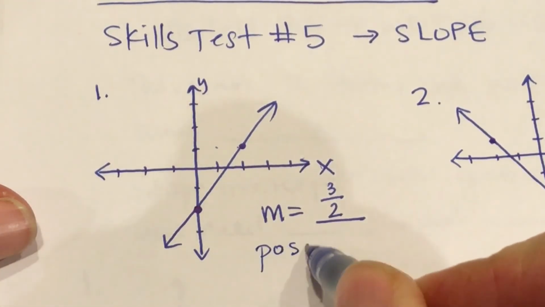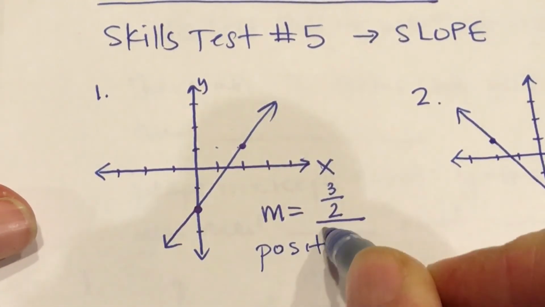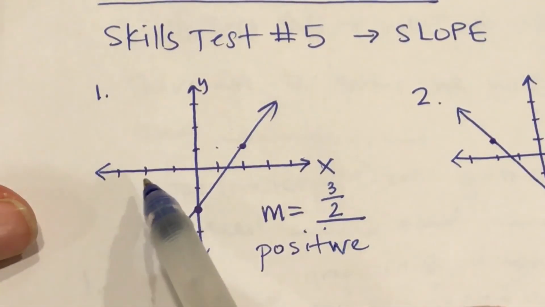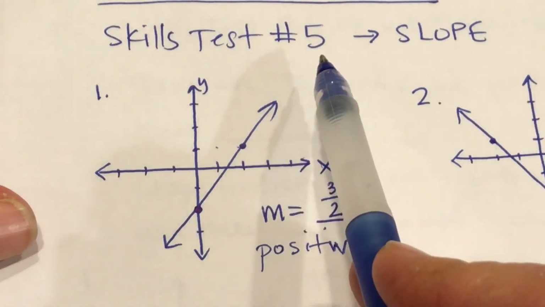Notice that's a positive slope. That's because as you read this from left to right, isn't it going up?